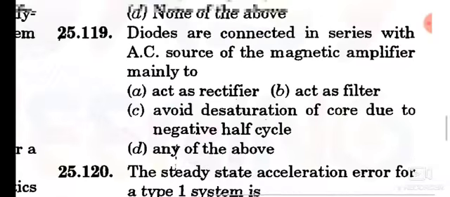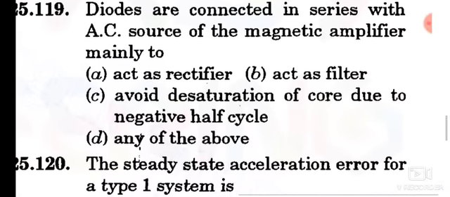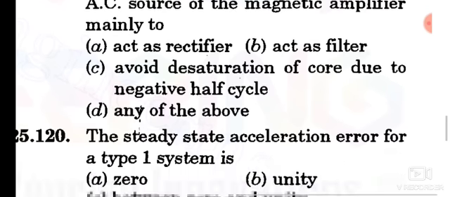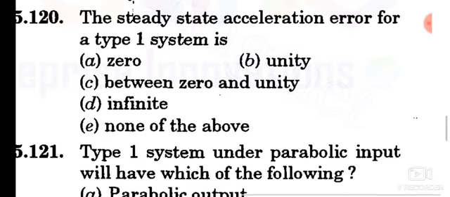Question number 119. Diodes are connected in series with the AC source of a magnetic amplifier mainly to, option C, avoid desaturation of the core due to negative half cycle. So diodes are connected in series with the AC source of the magnetic amplifier mainly to avoid desaturation of the core due to negative half cycle.